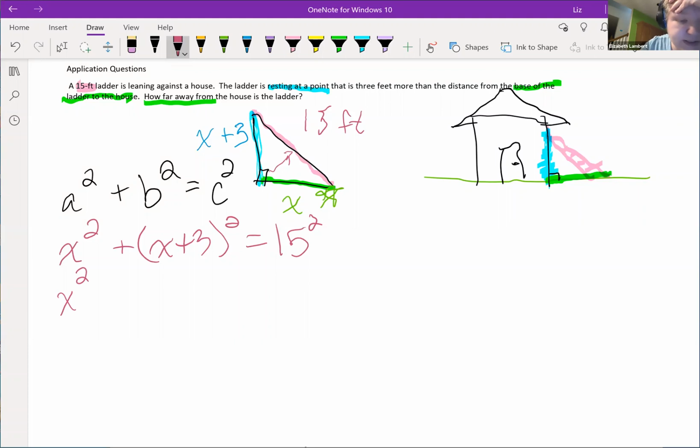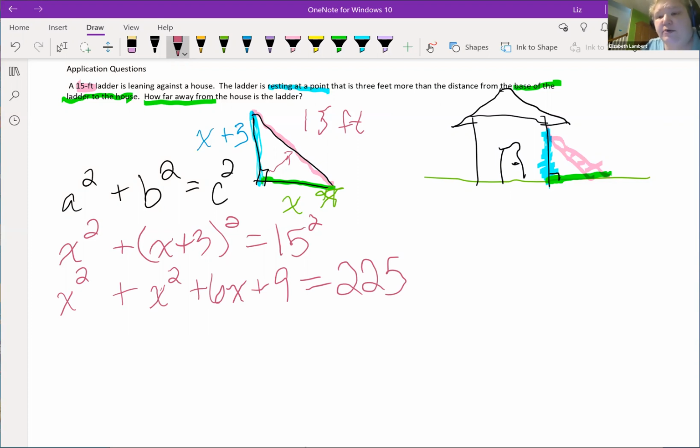So x squared is x squared. (x plus 3) squared. And we've been doing our complete the squares, so hopefully this is a little more familiar now. We have x squared, double the 3 is 6x, square the 3 is 9. And 15 squared over here is the whopping 225.